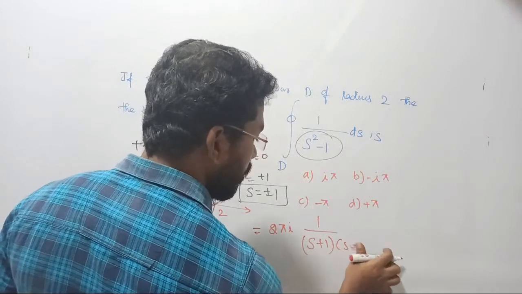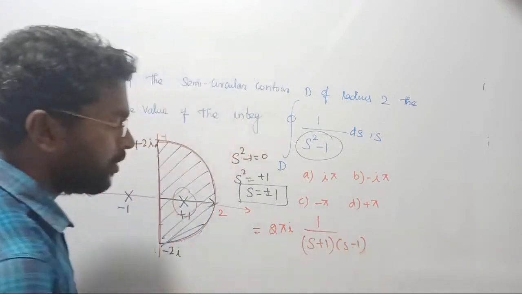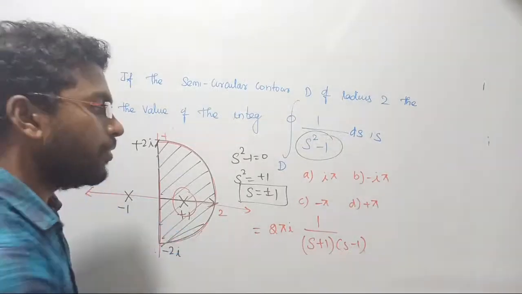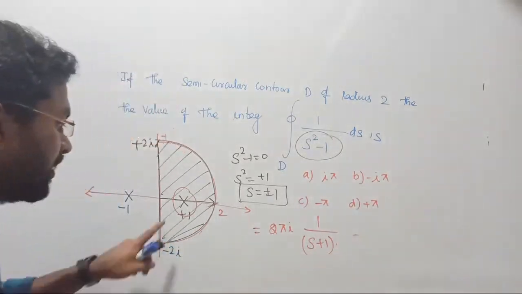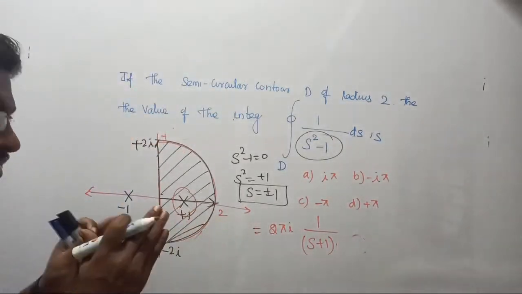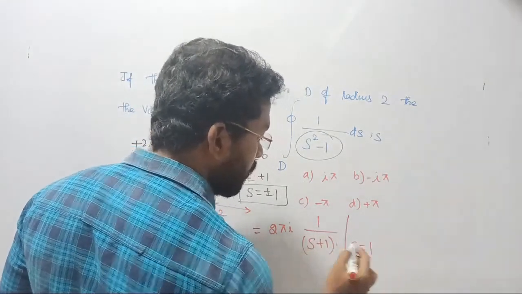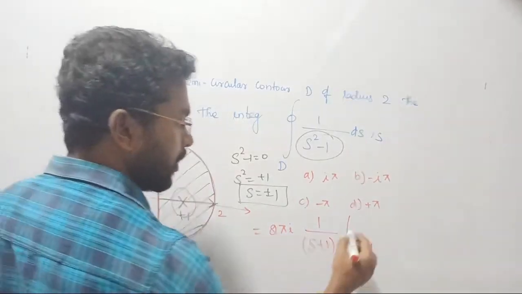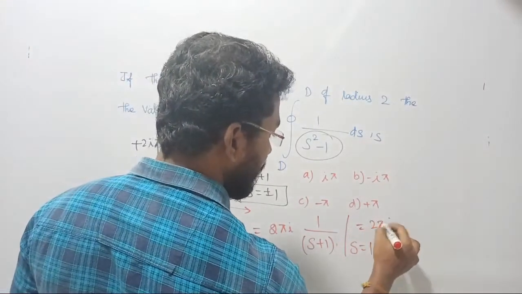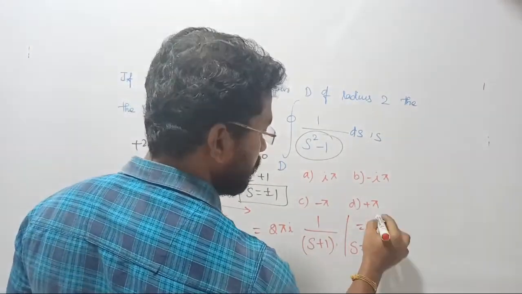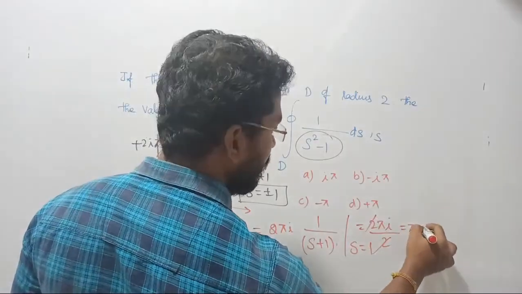But here we are going to remove one pole. Which one? See, s minus 1 will be removable, because s minus 1 means s equal to 1. That pole will be removed, and the value of whichever pole you remove must be substituted in the function. Substituting, it will become 2 pi i upon 1 plus 1, which is 2, such that 2 gets cancelled. Your answer is going to be pi into i.